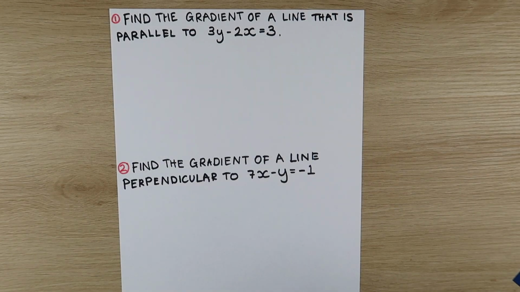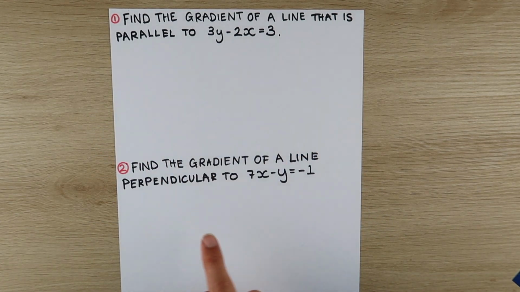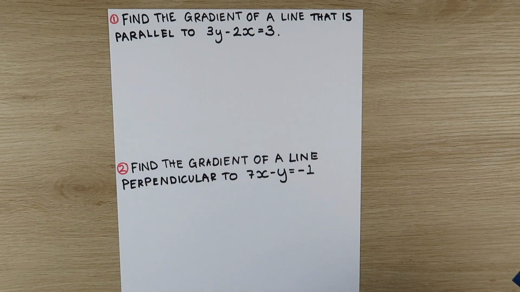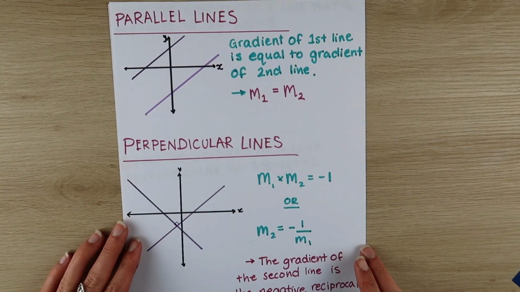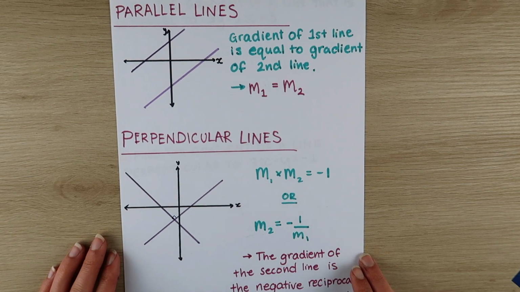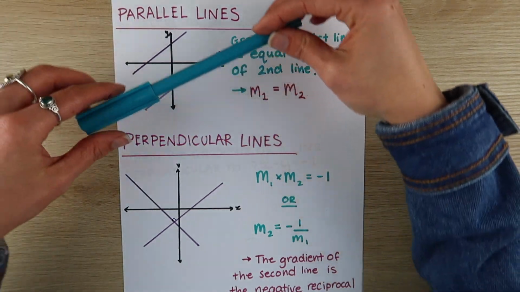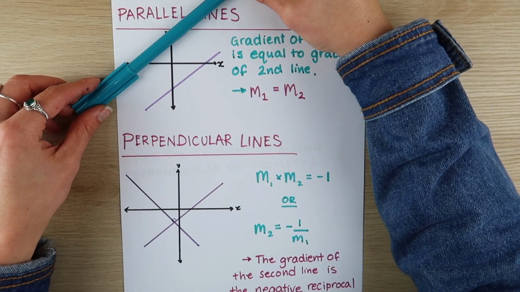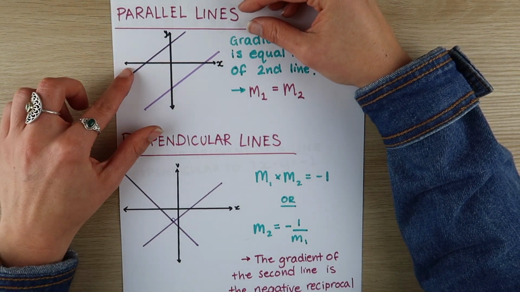To find gradients of lines that are parallel or perpendicular to other lines, it's important to use some formulas to help us along. So I've written this out and I'm going to talk through it so that you can have a better idea of the relationship between parallel and perpendicular lines. So parallel is when the gradients are on the exact same angle. So these two lines will never ever touch.